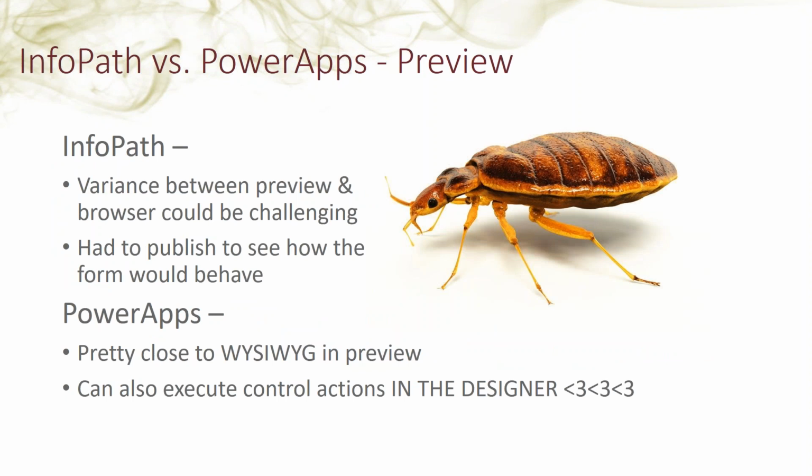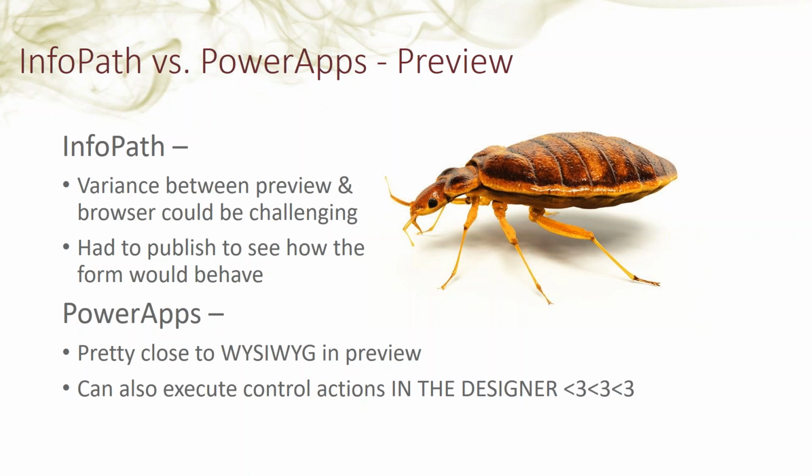Preview. I wonder if anybody can guess why I have that nice picture of a bug next to the InfoPath. And you guys know I'm not harshing on InfoPath. I love InfoPath. I do. It's had my heart for years. But the problem with InfoPath preview and browser was that we would have these variances. And I know I'm preaching to the choir, where we would be like, oh, I previewed it. It looks great. It works great. And you publish it to the browser. And all of a sudden you end up with this nightmare, right?